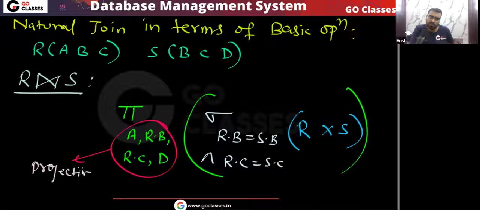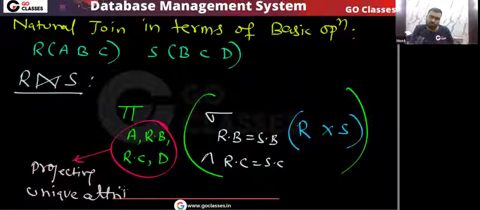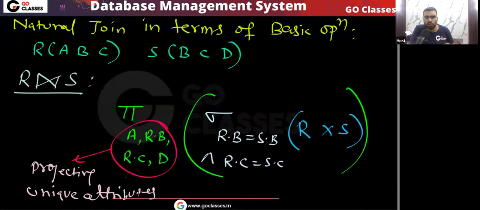Projecting unique attributes. Did you understand? Please tell me. Now you tell me, if there is no common attribute, then what will happen? Then there is no selection condition. Do you agree with me? If there is no common attribute, there is no selection condition. Are you getting my point?